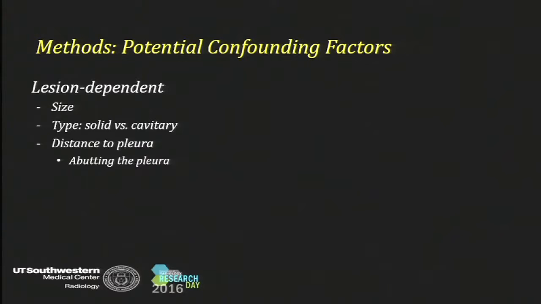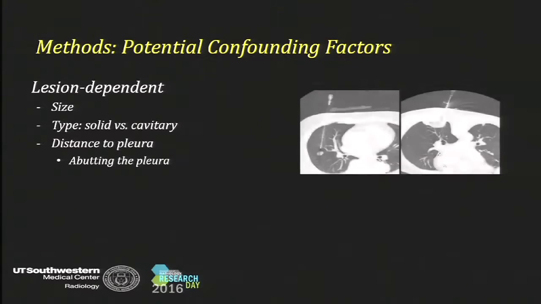There were potential confounders, of course, for all these outcomes. One is lesion dependent. The size of the lesion, the type of the lesion, the distance to the pleura, especially a separate category for lesions that abut the pleura, where you don't have to theoretically traverse healthy lung. You can see that between these two, this is relatively a small lesion, kind of deep in the lung. You have to use a longer needle. It's more challenging than a superficial one. You can use a short needle, get to it.